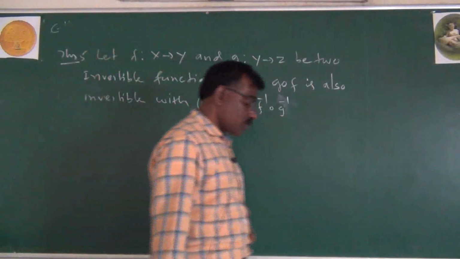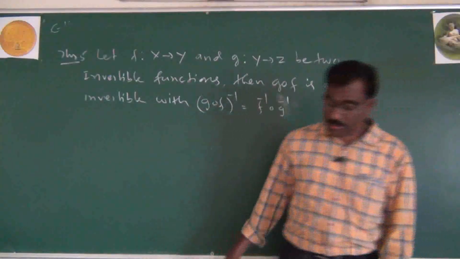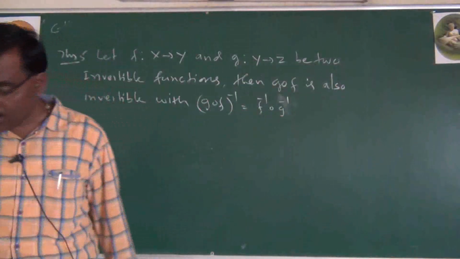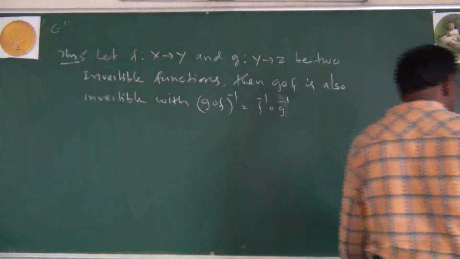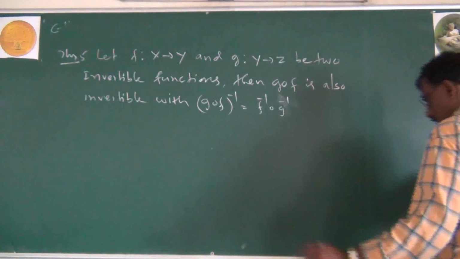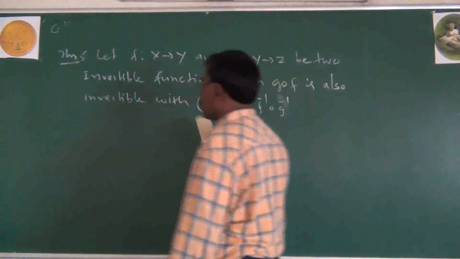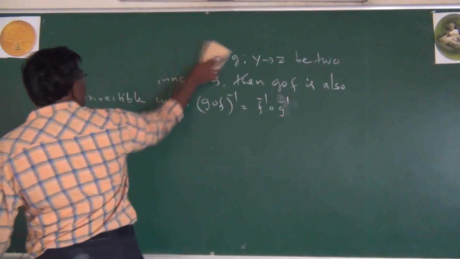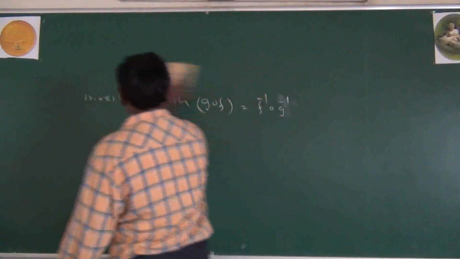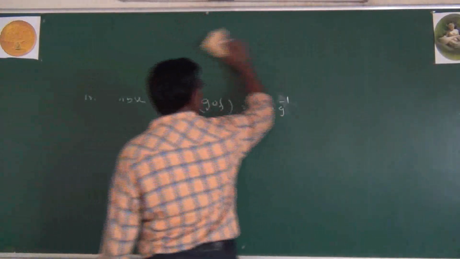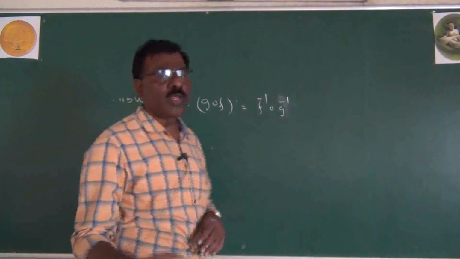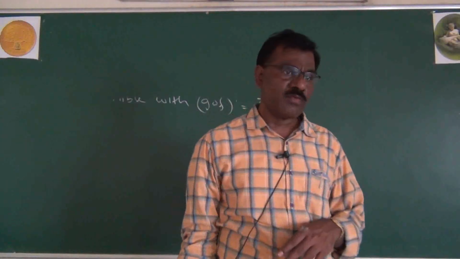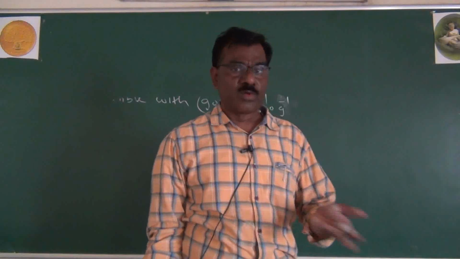So g∘f is invertible, with (g∘f) inverse equal to f inverse into g inverse. I am explaining slowly, because this may be a 3 marks question. Sometimes you will simply be asked to prove that (g∘f) inverse equals f inverse composition g inverse.